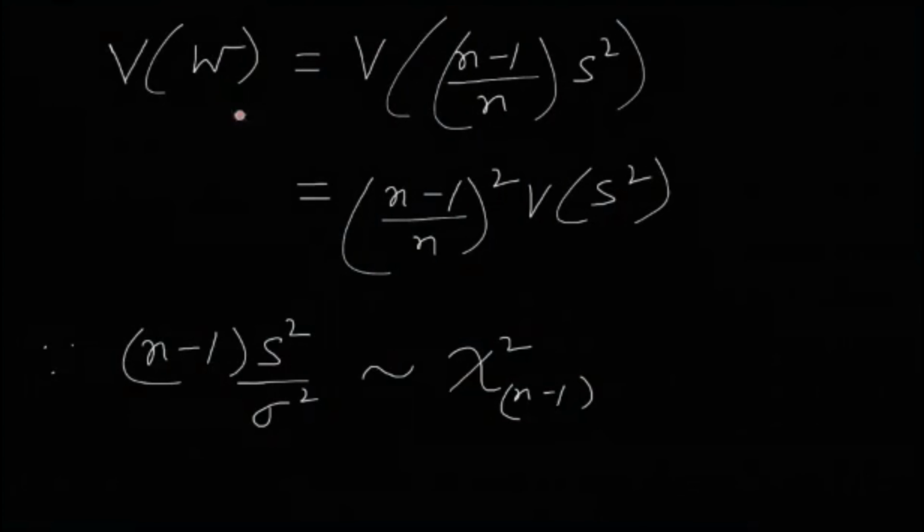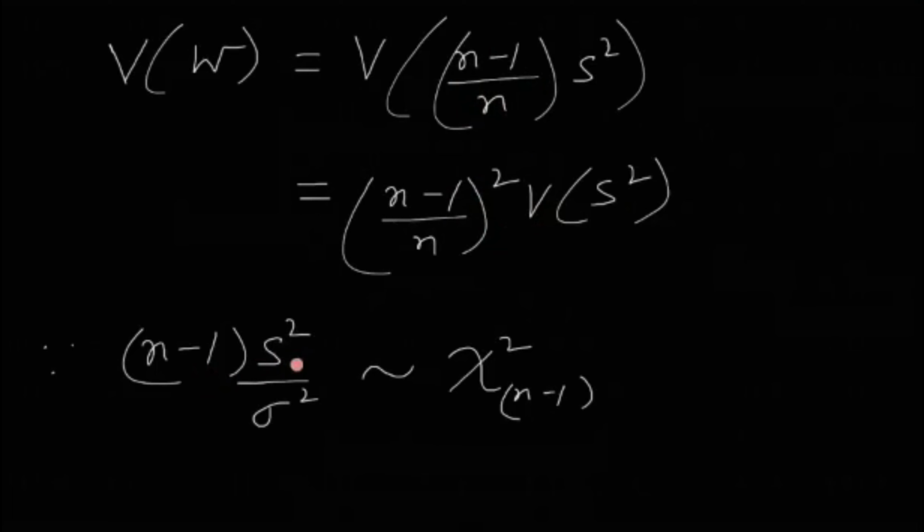Now the variance of w is actually what? Variance of n minus 1 by n into s square. So it's n minus 1 by n, whole square, into variance of s square, because the constant terms get squared out. So this is the square of n minus 1 by n into variance of s square.